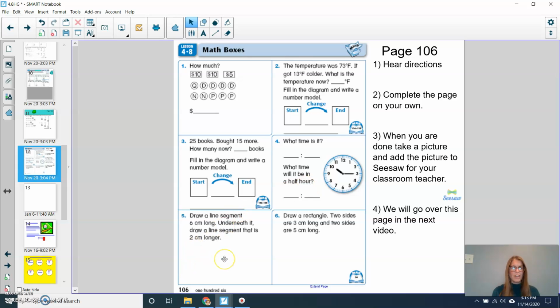For question 5, draw a line segment 6 centimeters long, and then underneath it, draw a line segment 2 centimeters long. So you're going to need to have your ruler or template for this problem. Also, you'll use your ruler or template for problem 6. Draw a rectangle, make sure 2 sides are 3 centimeters long and 2 sides are 5 centimeters long.